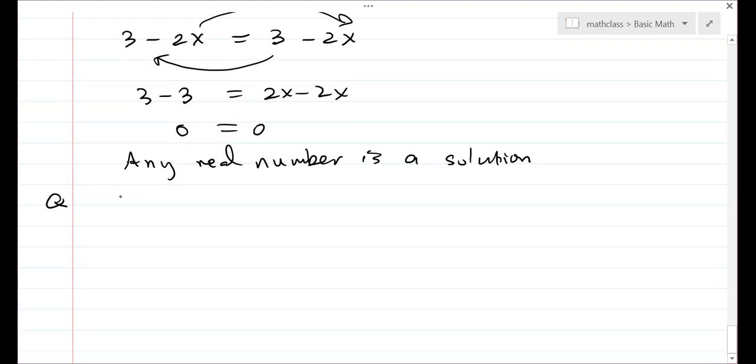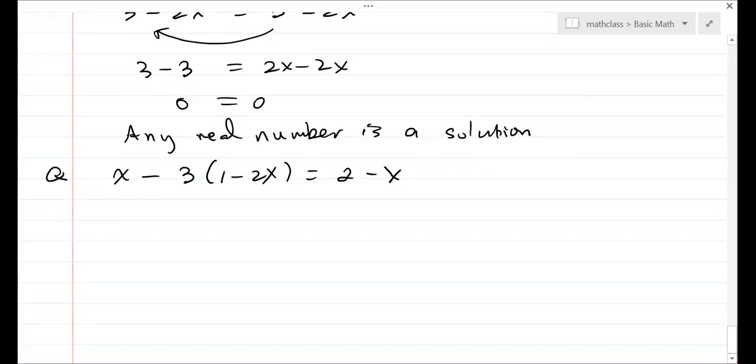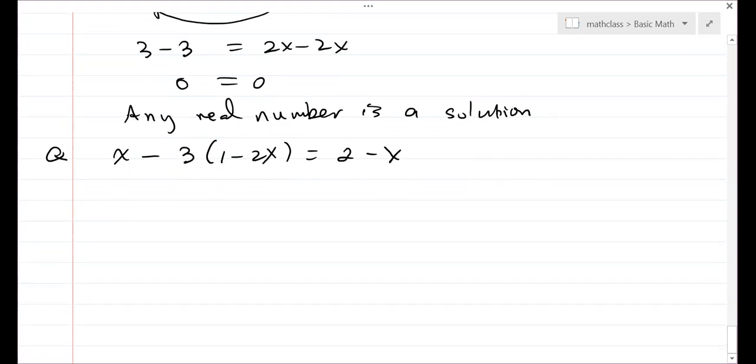All right, so now let's try a different problem. X minus 3 and 1 minus 2x equals 2 minus x. Let's work on this. Don't make mistakes. Be careful, step by step. Step 1, simplify the expression on the left-hand side. Step 2, move the like terms to one side. Separate them.